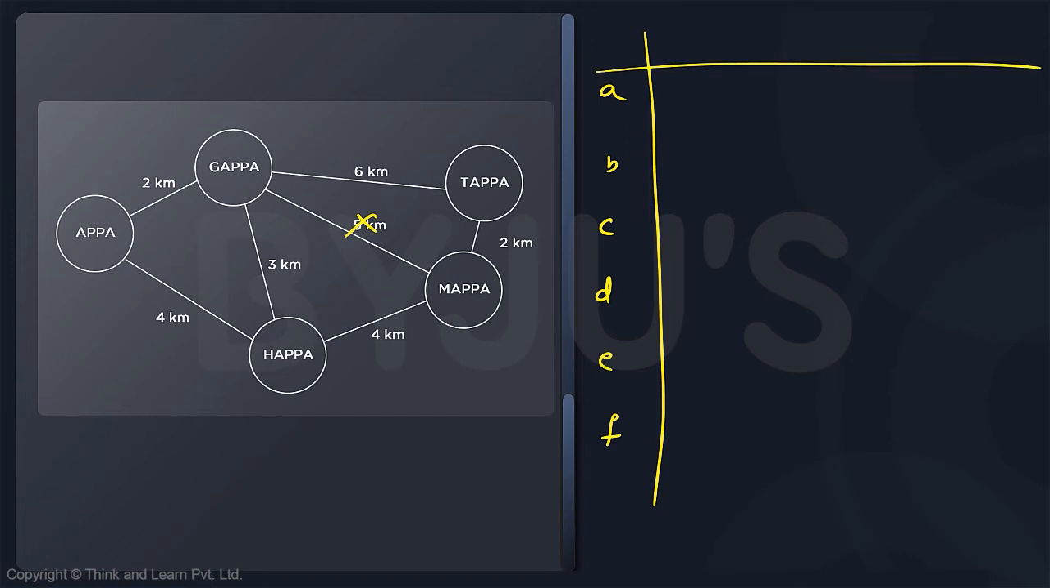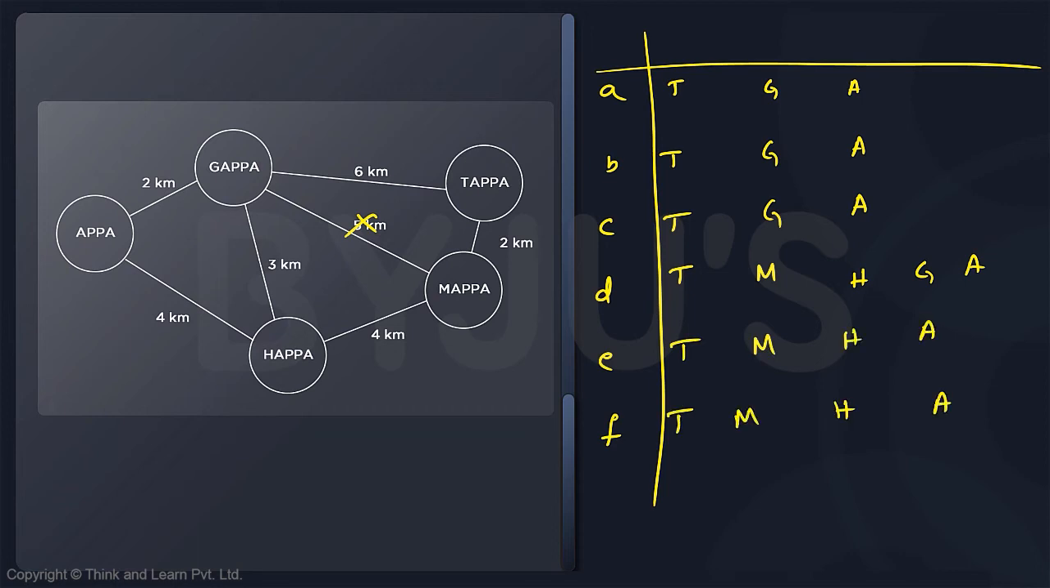So you will see the routes that I am taking. The route that A will take will be T, G, A. The second person also, I'll send actually 3 people to the shortest route, TGA. Now the other 3 people, I'll send one of them as TMHGA and the others as TMHA and TMHA.